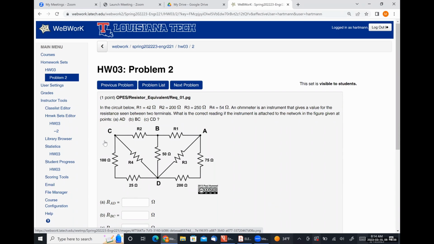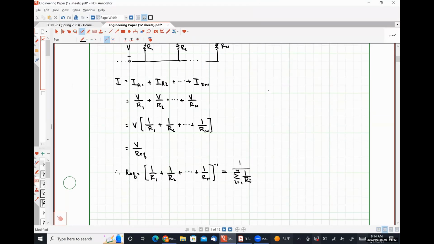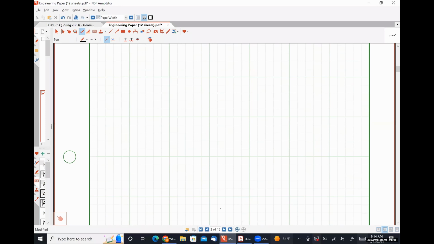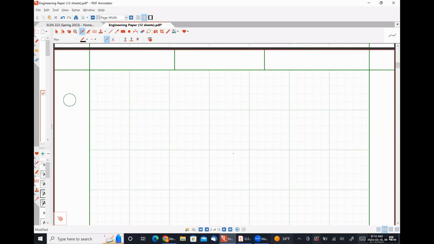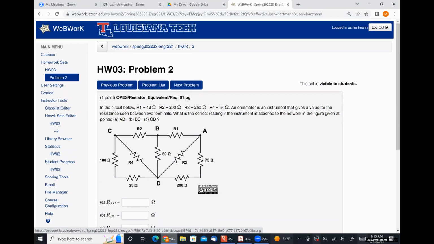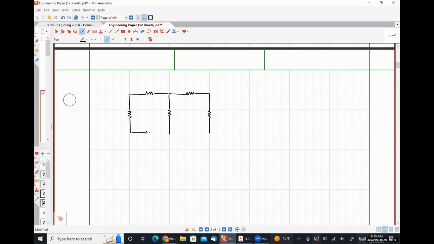So I'm going to draw this network down here. Actually, I'm going to start on a whole new page. I scrolled too far. So I have some resistance here. So I believe I have a resistance oriented like this, and I have one diagonally through the middle like so.